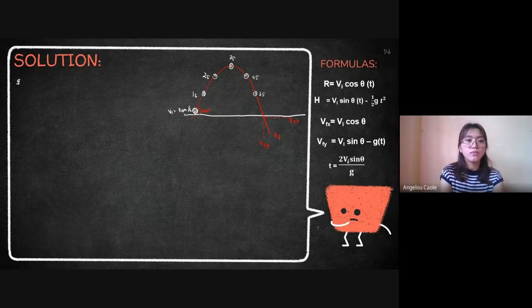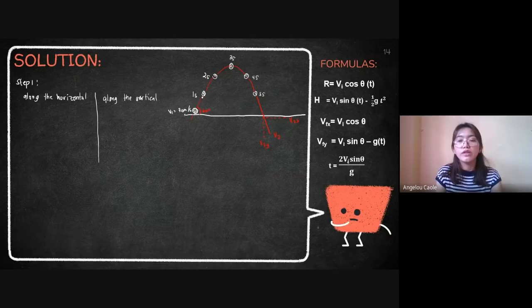So step 1, let's place here the values along the horizontal, and along the vertical, because we have to find the position and the velocity of the ball after 1 second. So we have to indicate its x and y components.